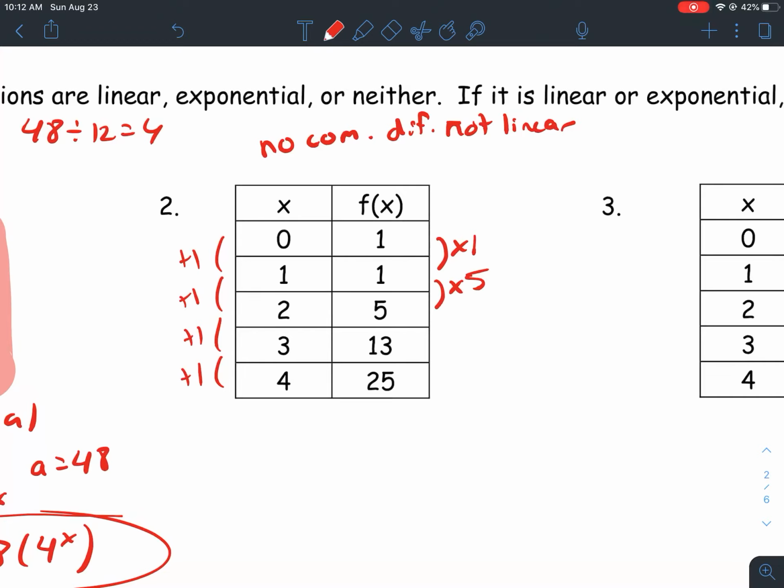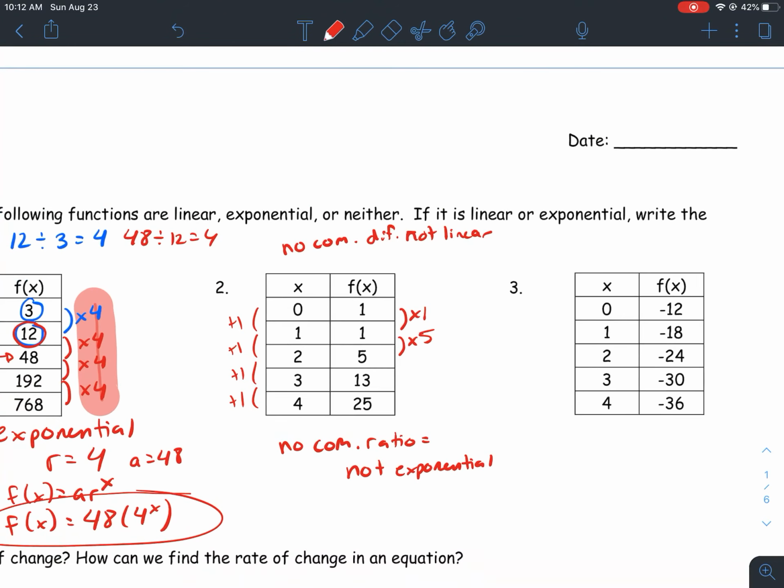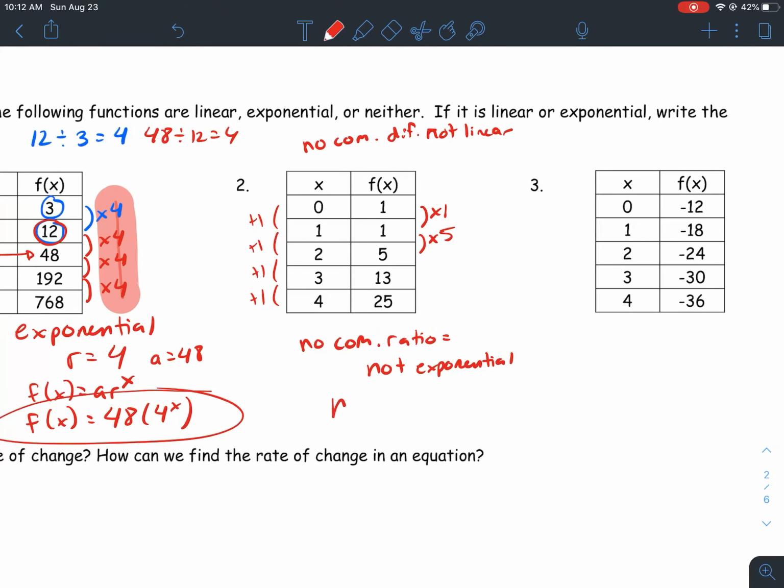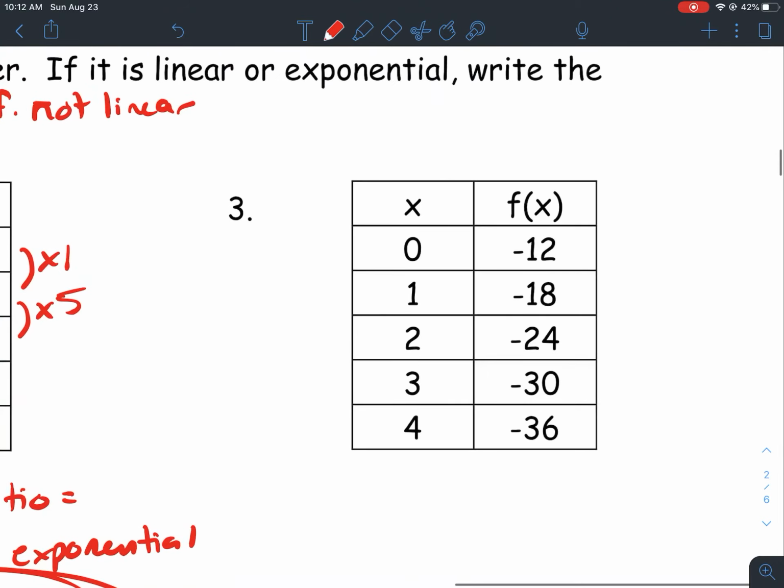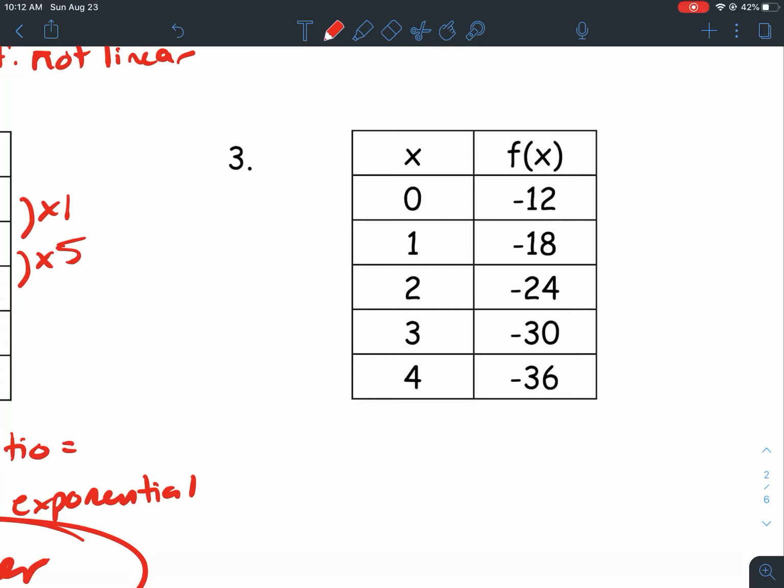All right, so again, we do not have a common ratio either. So no common ratio equals not exponential. So that tells us that this function is going to be neither. It's not linear because there's no common difference. And it's not exponential because there's no common ratio. Let's go ahead and try this last one.